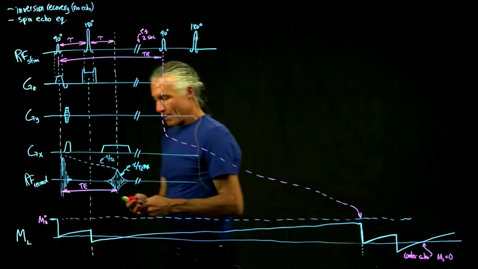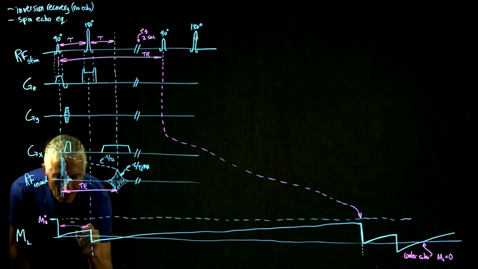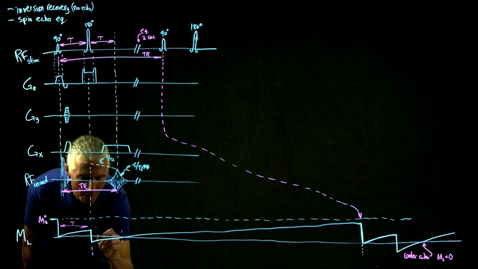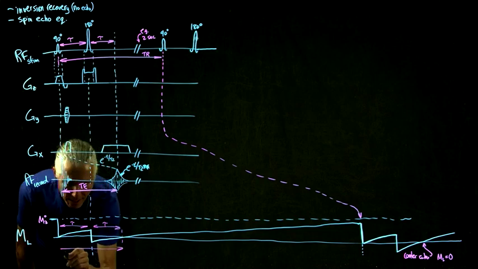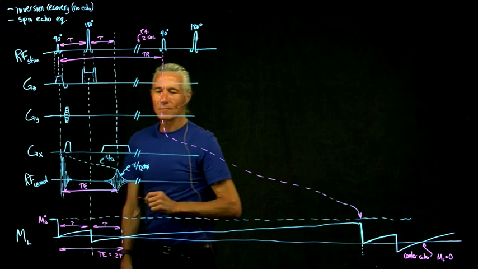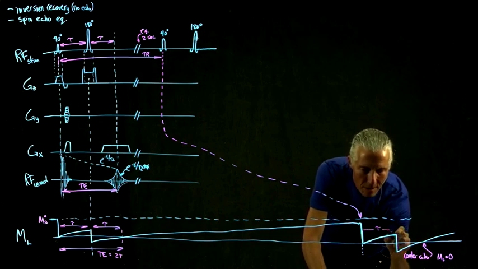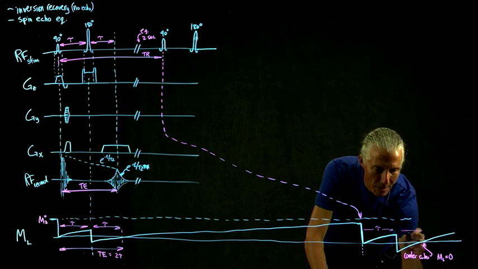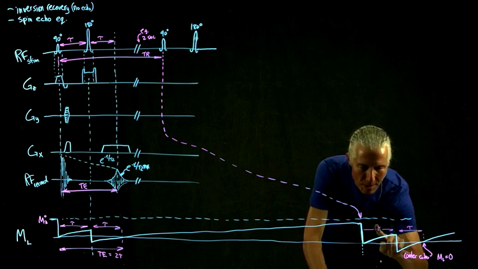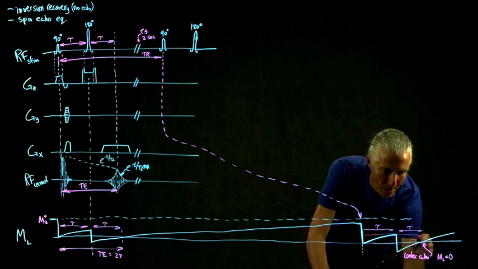So what are the times here? So this time is the tau time, and then there's another tau. And so this time right here is the echo time, TE, equals 2 tau. And that's the same thing over here. So this is tau here, and another tau there. It's easy to sort of forget where you are when you're looking at these graphs. So here's the TE.